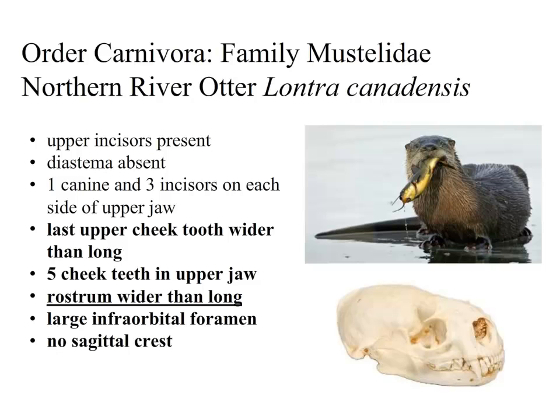Notice these are all repetitive across the last 4 species we've done. The last upper cheek tooth in this case is wider than it is long. We've got 5 cheek teeth in the upper jaw, which is different, say, from the fox. The rostrum, though, is wider than it is long. Look at the skull formation. It almost looks like it's squished and elongated. So this is a very different structure.